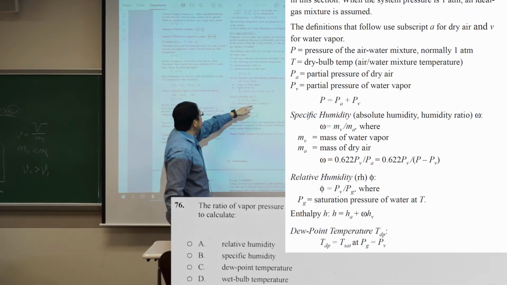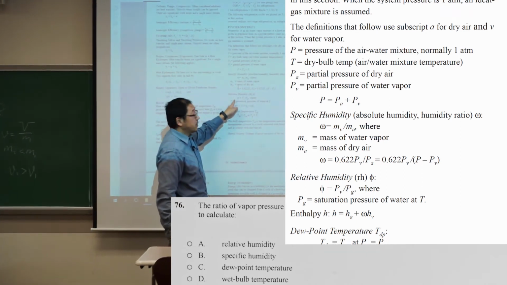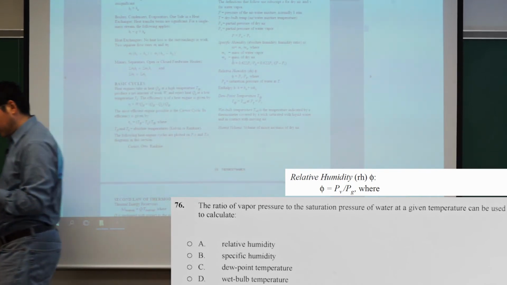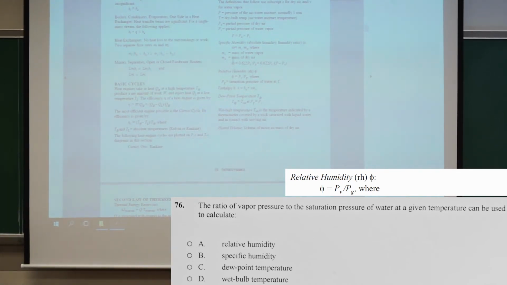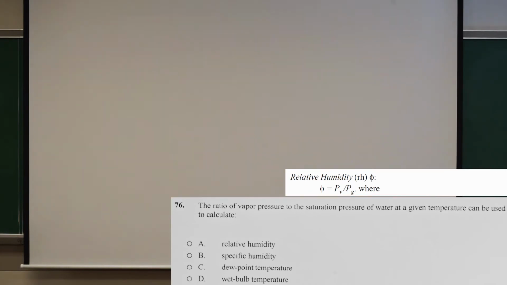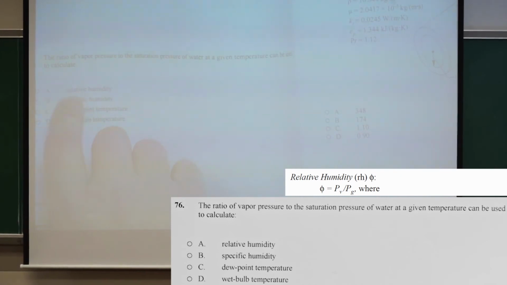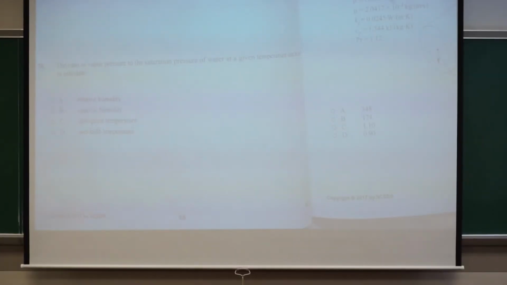So basically, that question is PV divided by PG. So basically, that is relative humidity. So that's why the answer is A. Relative humidity, that's PV divided by PG. So you need to know where to go to find the answer it's asking for, even though you didn't study it. So roughly in that area.